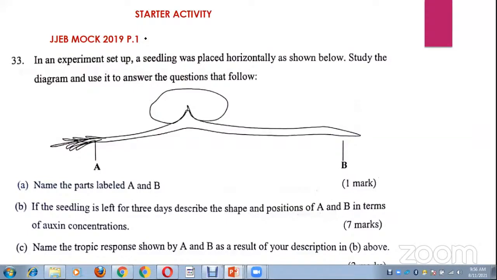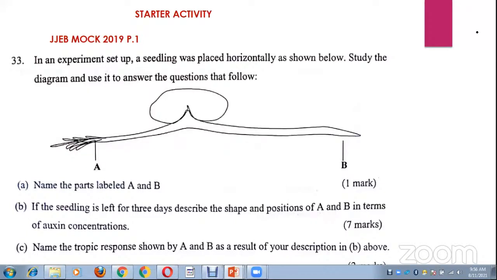Logose, you are saying A is the root. Nathan says A is the shoot, B is the root. Brania Joseph, A shoot, B root. Olivia, A shoot. Ja says A shoot, B root. Yes. And then Aisha Divine, they're all saying the same thing. Yes, that is correct. A will be the shoot part and B will be the root.